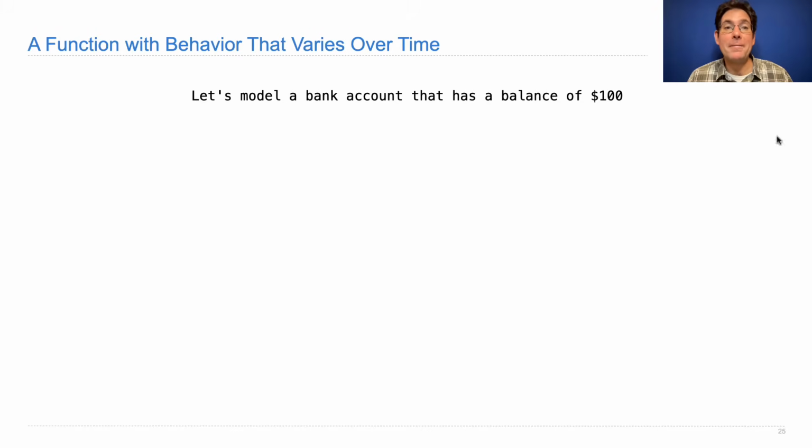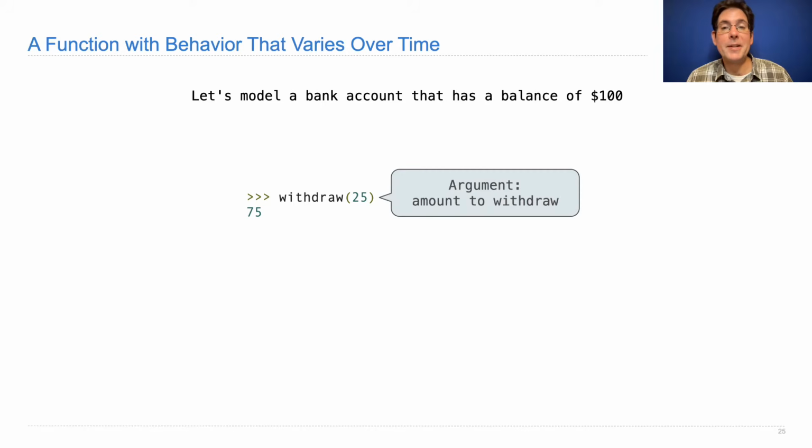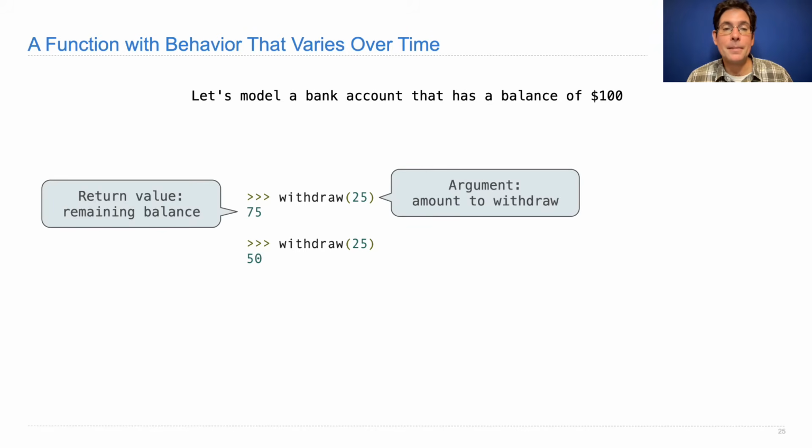Let's say we want to have a function that represents a bank account that has an initial balance of $100, and then I want to be able to withdraw money from my bank account, so I call it on the amount I want to withdraw. And what is the bank account here? Well, it's just the withdraw function that's representing the bank account. When we withdraw 25, how much would be left over? $75. So the argument is the amount to withdraw, and the return value is the remaining balance.